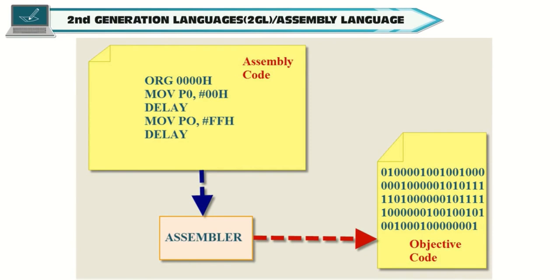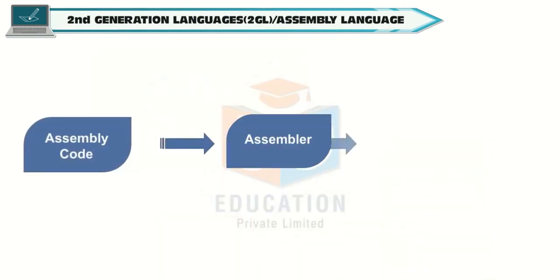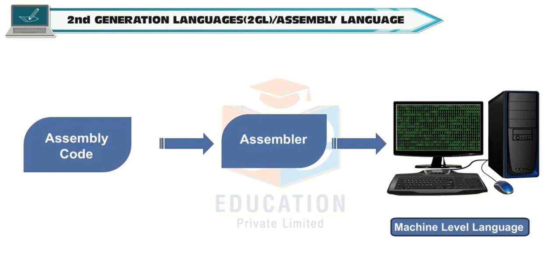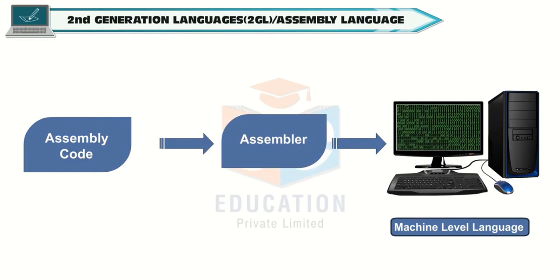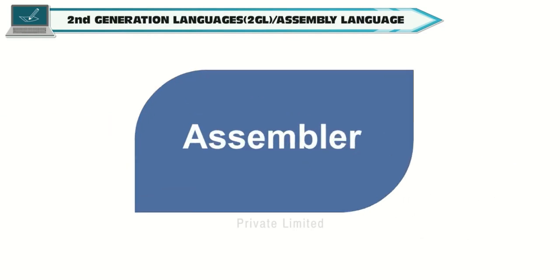Second generation languages are also referred to as assembly language. Unlike machine level language, this programming language uses some English words in the form of mnemonics and symbols, making the language more understandable. However, these words were not directly understood by the machine and needed to be converted into machine-level language by the assembler before execution. Since the program doesn't directly run on the CPU, it is comparatively slower than machine-level language.